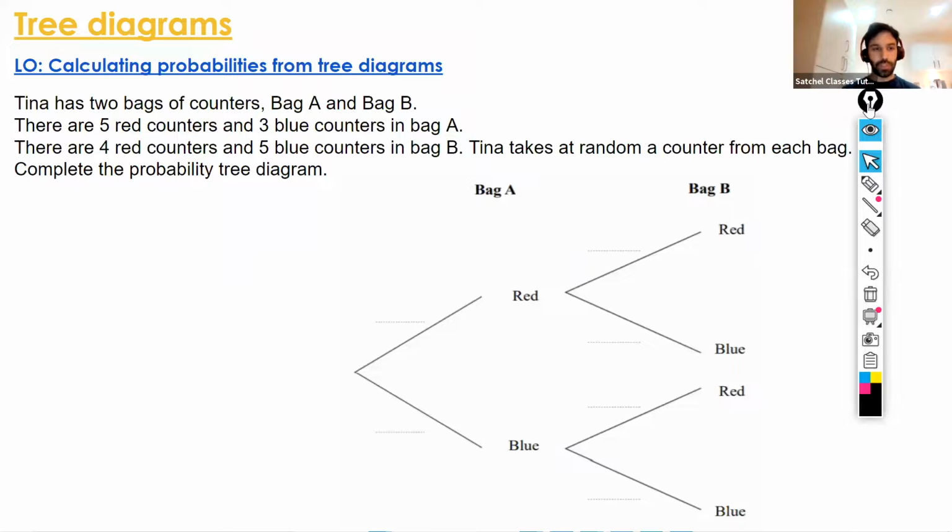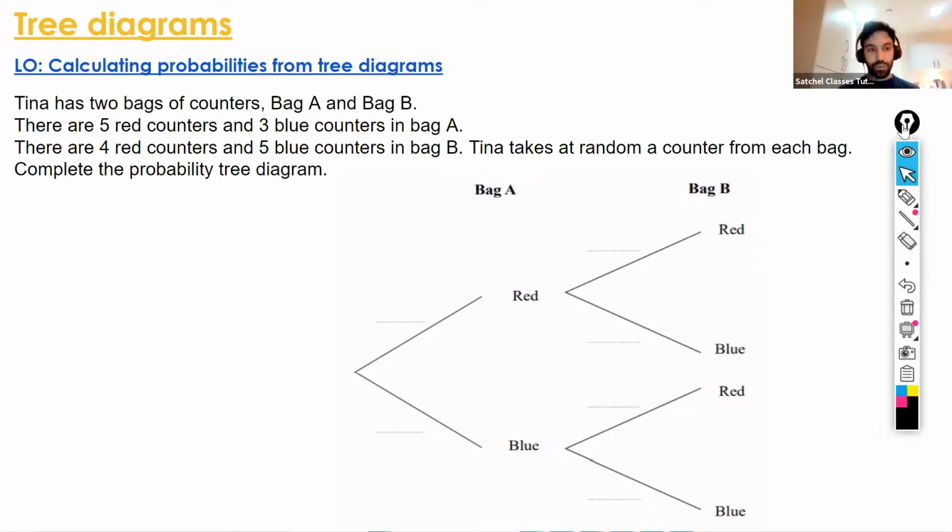Hi maths students, it's Mr. Hajgassim here, and today we're going to learn how to use tree diagrams to calculate probabilities. Now, two important things that you need to remember are: A, the probability of all outcomes will always add up to 1, and B, you need to be very confident in the way you label your tree diagrams.